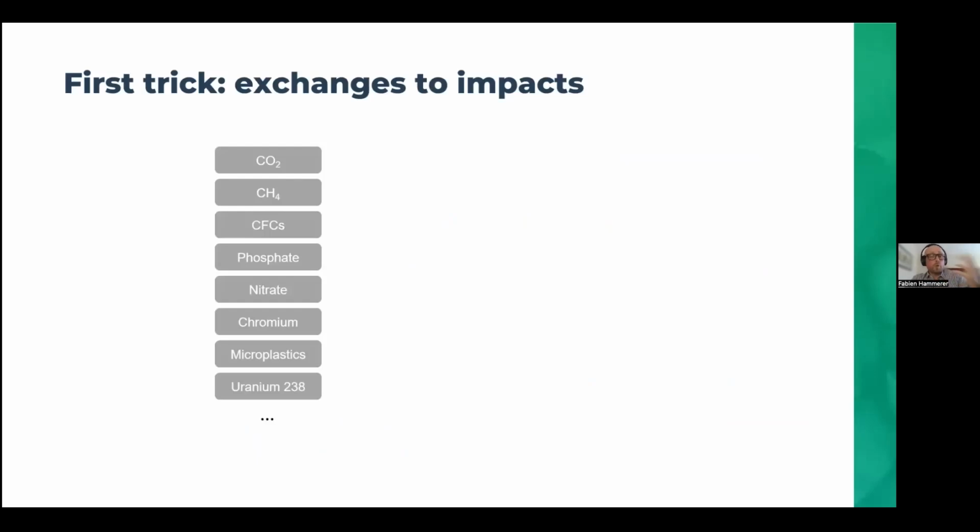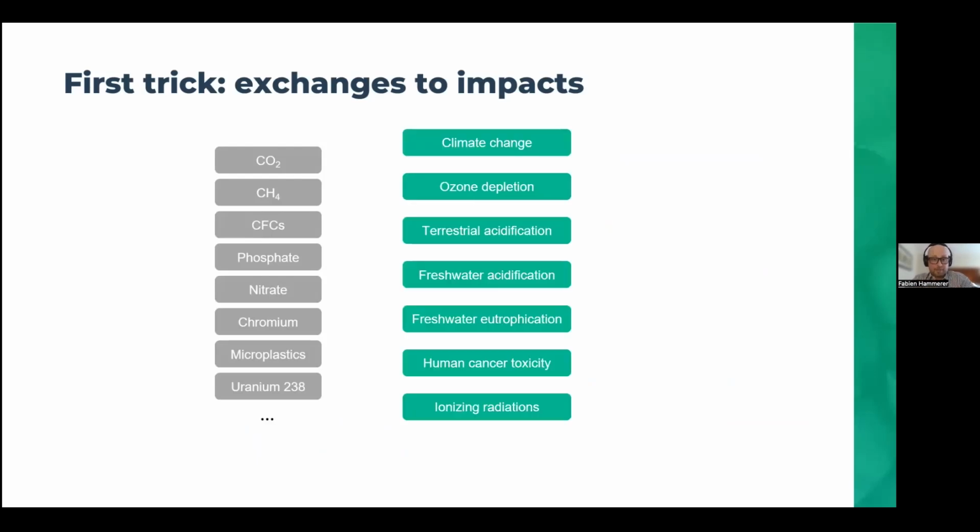So what we do is start from our life cycle inventory with that huge list of substances that we know are being exchanged between the environment and human activities. And the first trick of LCA is to convert these exchanges into direct impacts. What do I mean by that? Well, if we take the first substance in this list here, CO2, we know that CO2 causes climate change. It's a greenhouse gas. It will absorb infrared light from the sun, heat up the atmosphere.